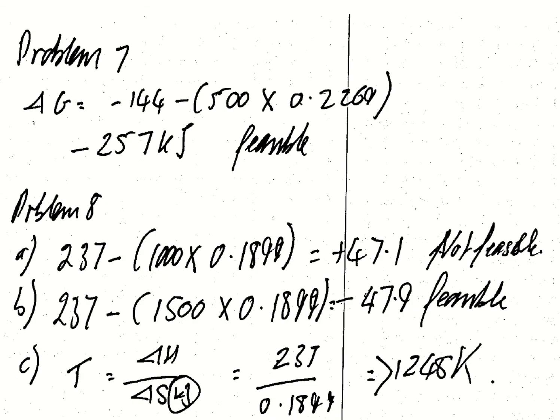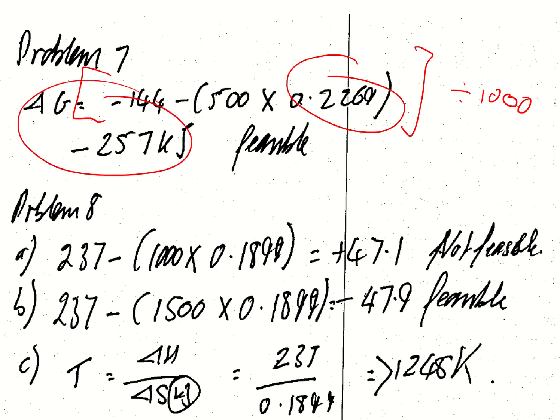So problem 7 was very simple really. They give you the delta H and the delta S. The only thing you really had to remember to do was to do it correctly on your calculator. Sometimes people, especially when they're dividing by 1,000, work out this whole thing here and then accidentally divide that by 1,000. So make sure your calculator skills are up to it. So that's minus 257. That's a feasible reaction at that stage.